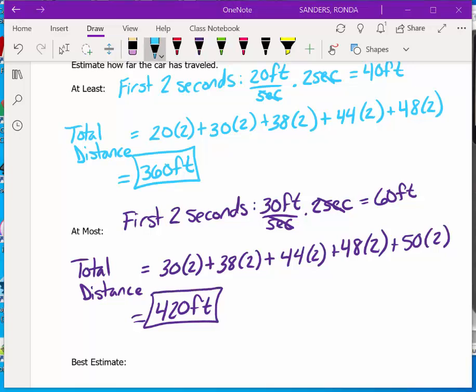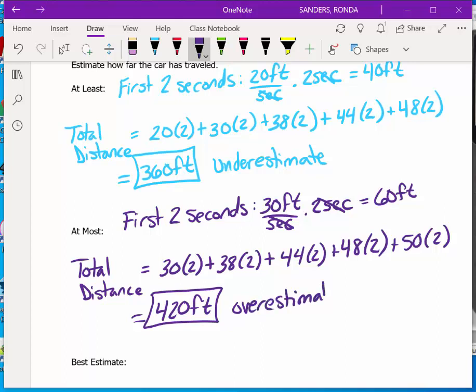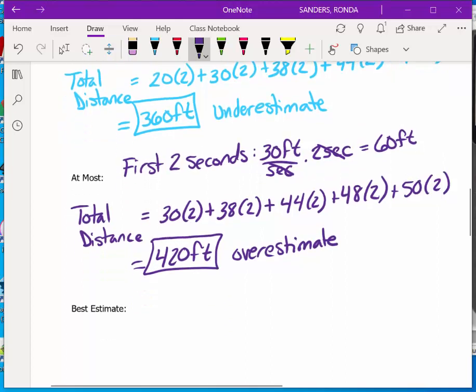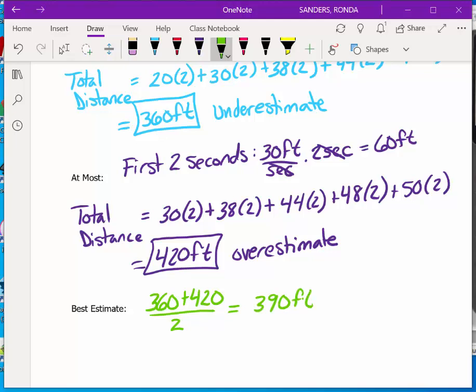So, at this moment, we have an underestimate for the total distance traveled. We have an overestimate for the total distance traveled, and to get our best estimate, we'll average the two. So 360 plus 420 divided by 2 for the two things that we are averaging, and we end up with a best estimate of 390 feet.